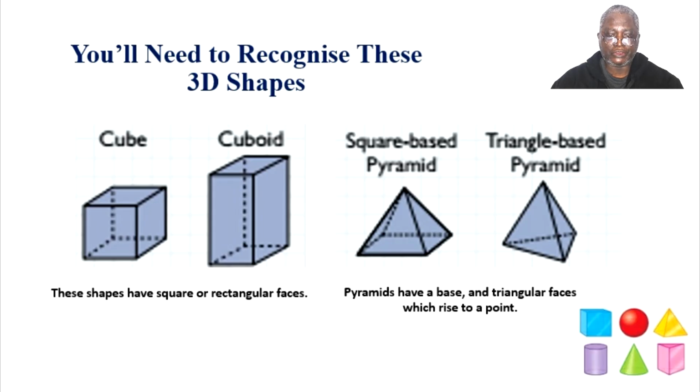You will need to recognize these 3D shapes. A cube, a cuboid. They have squares and rectangular faces. A square-based pyramid, a triangle-based pyramid. They have a base and triangular faces which rise to a point.